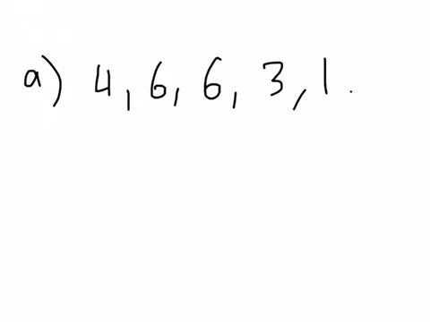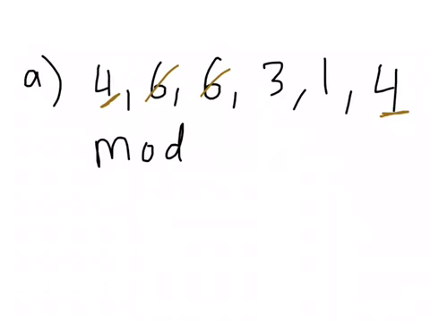Let's look at a few more examples. Let's say we have 4, 6, 6, 3, 1, and 4. We've got a few that feature the most. We've got this one, and then we've got this one here. So we actually write them both down. We say the mode is 4 and 6, because both of them occur more frequently than the others.